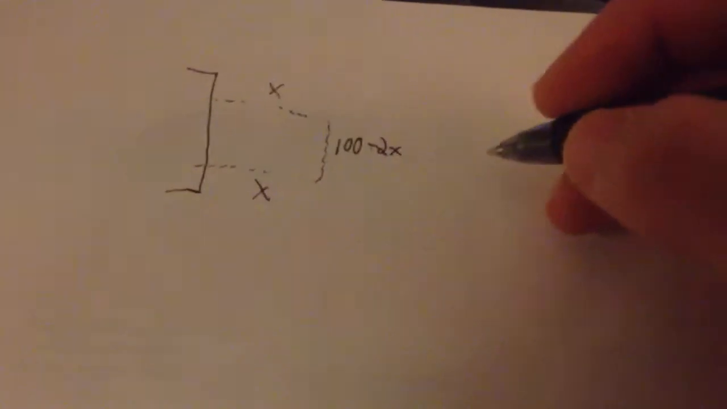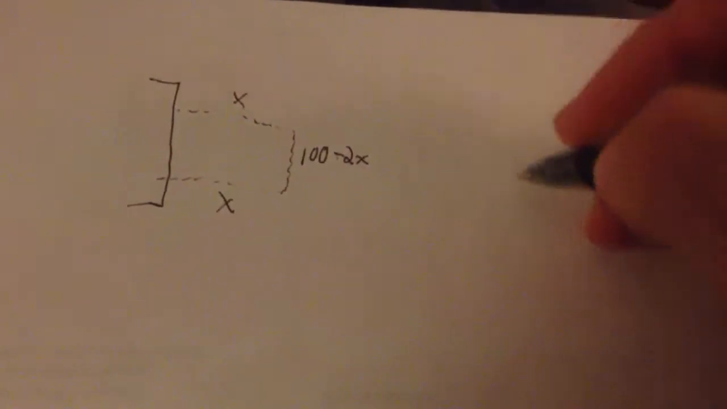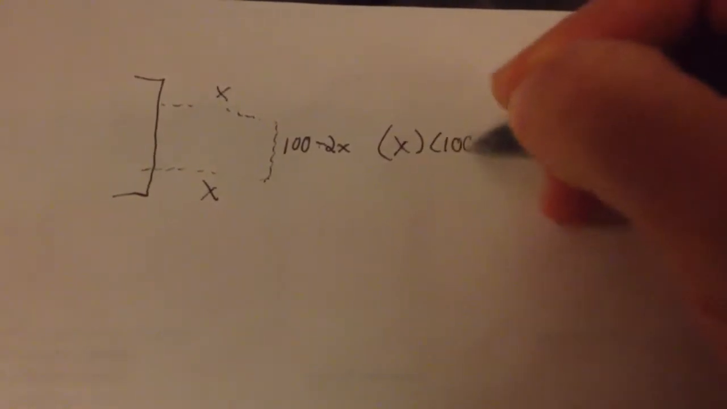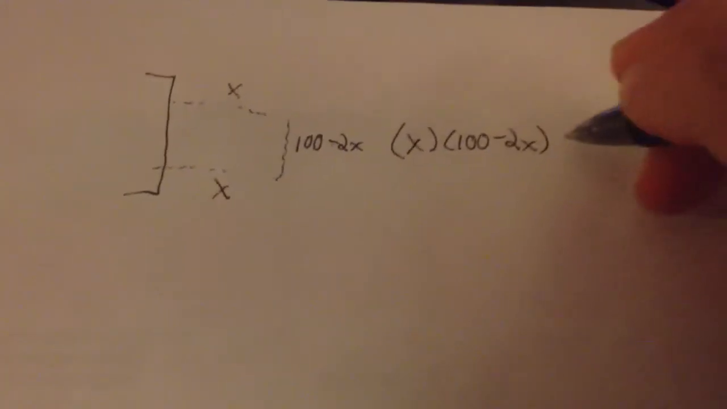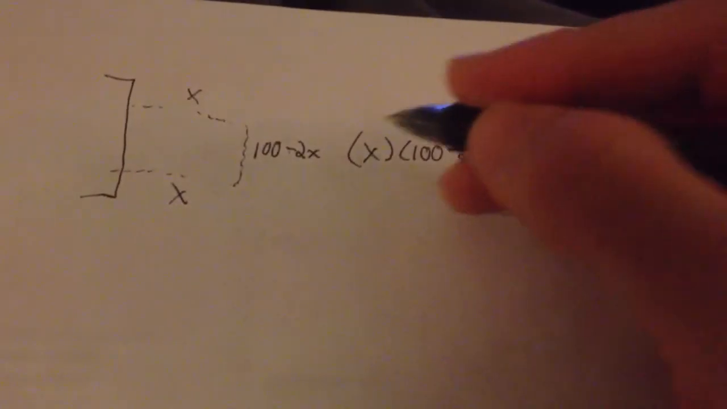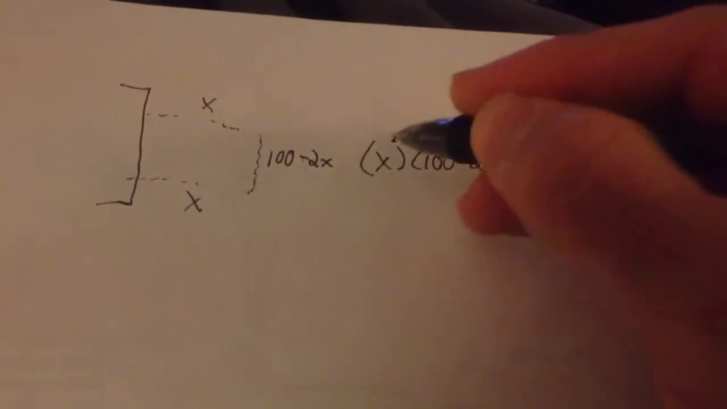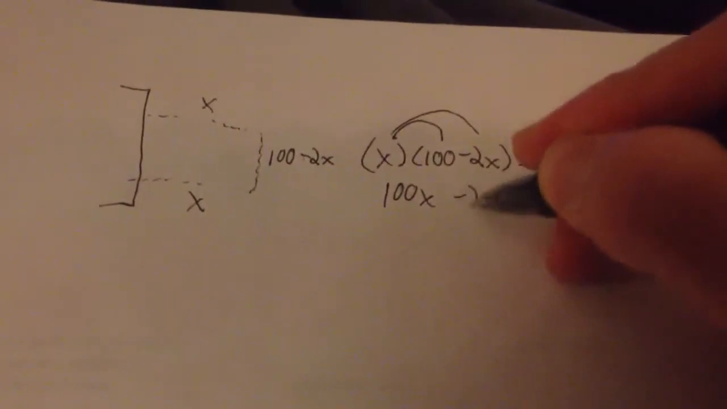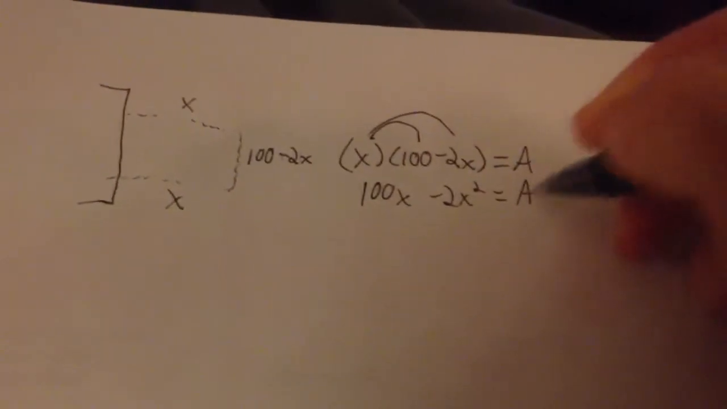So I'm going to do a little two-part problem with you here. The first is we're going to figure out what's the maximum amount of area that we could have in this fenced-in part. The way that we find area is length times width. So we would do X times 100 minus 2X. That's equal to our area of our little shape here. If we multiply this out, we get X times 100, X times negative 2X. That's going to give us 100X minus 2X squared equal to our area.